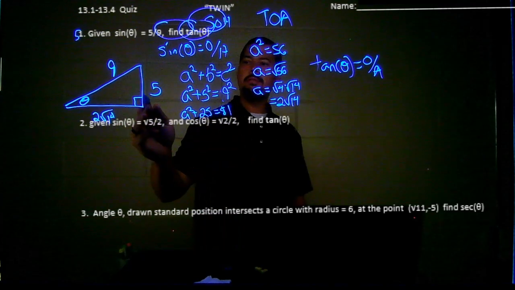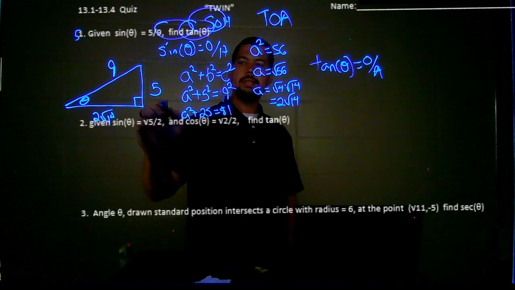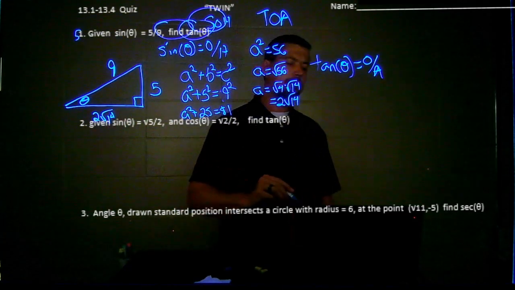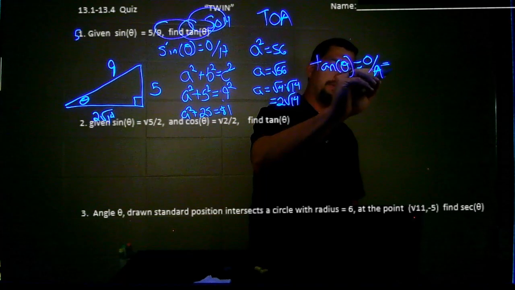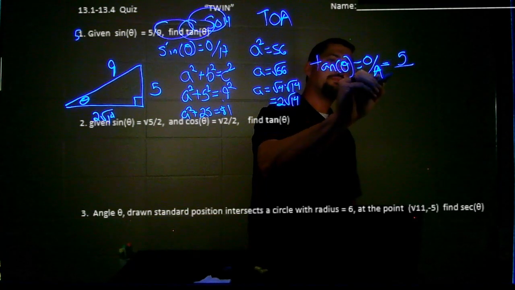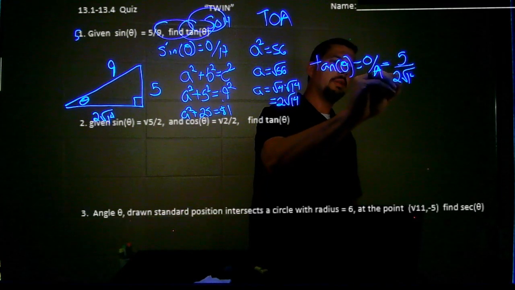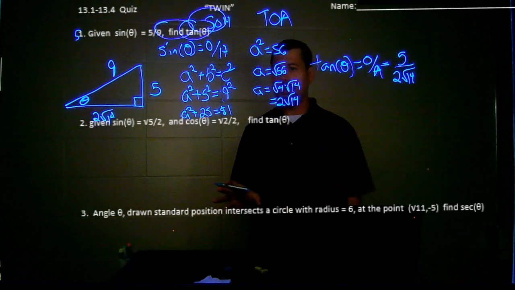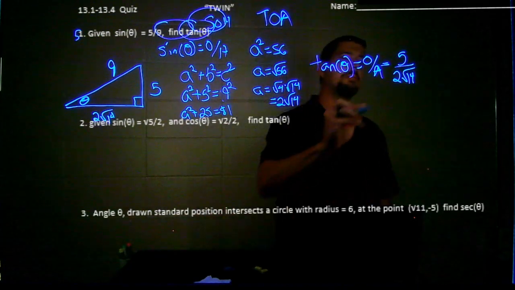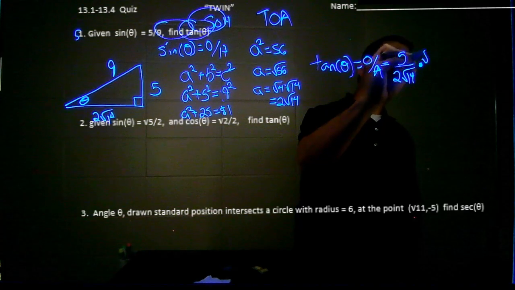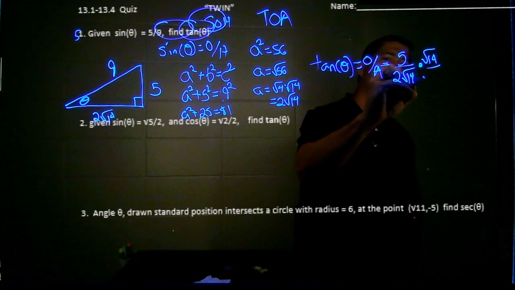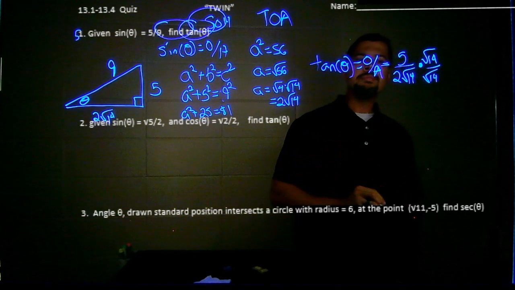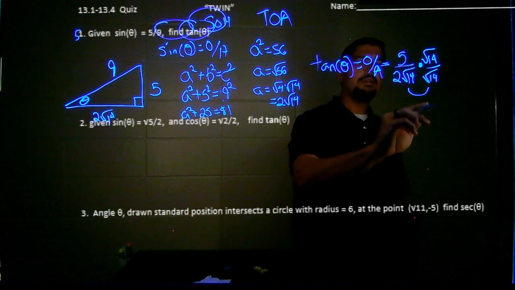So opposite of my angle is 5. This is the opposite side. Adjacent is 2 root 14. So we're going to get 5 over 2 root 14. Now we're going to clean this up because somebody a long time ago said no radicals in the denominator. So we're going to clean this up by multiplying the numerator and denominator by the problem, and the problem is root 14. Down low, when you do this together, you get a 14.